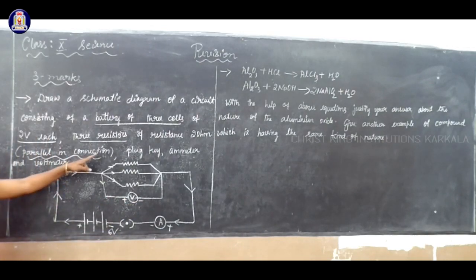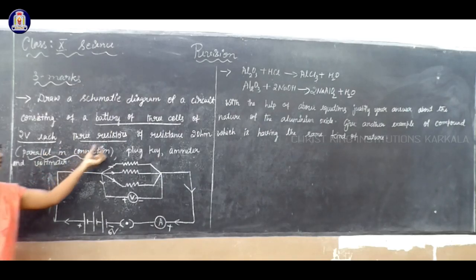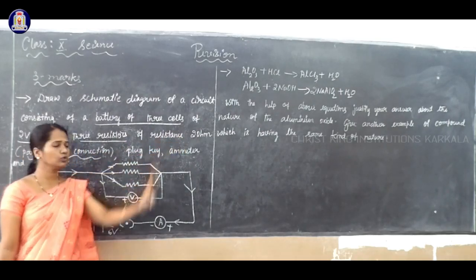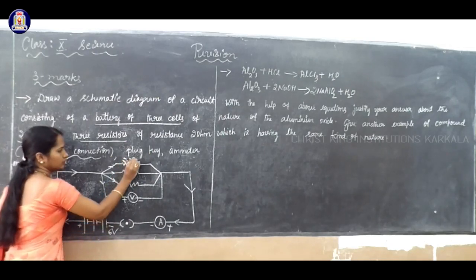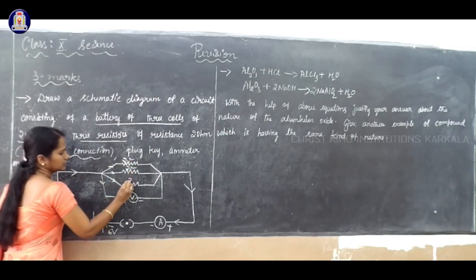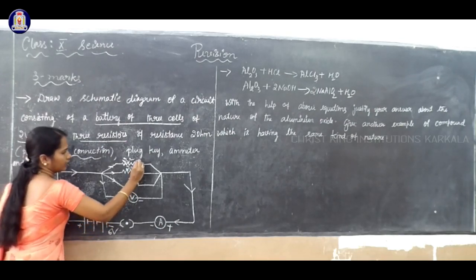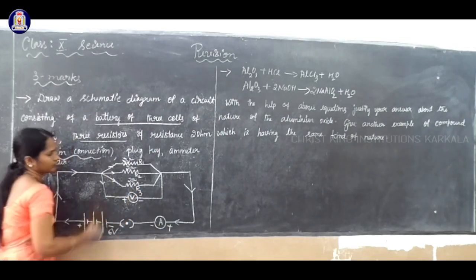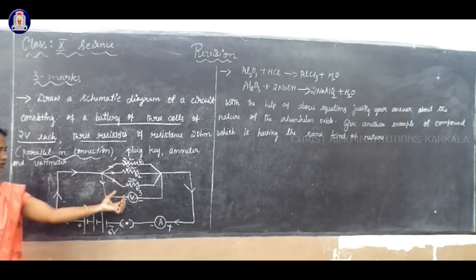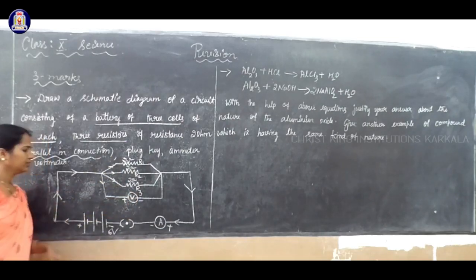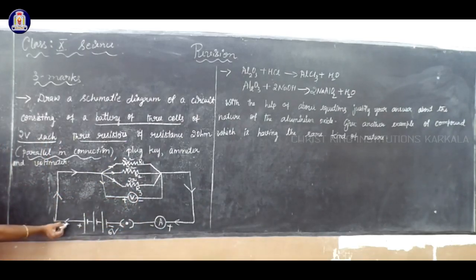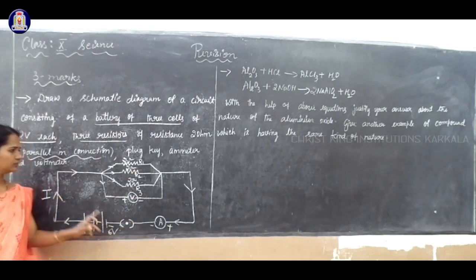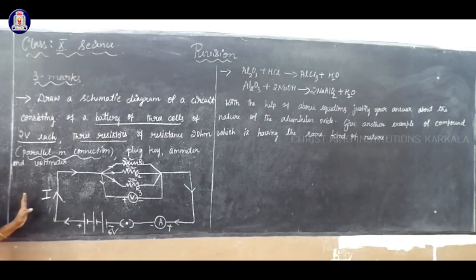It is given 3 resistors, they are connected in parallel and the resistance of each resistor is 2 ohm. So, this is 2 ohm, this is 2 ohm, this is 2 ohm, which is R1, R2, R3. 3 resistors connected in parallel, voltmeter connected in parallel, ammeter is connected in series, direction of the current from the positive terminal. So, the current flows in this direction. This is ammeter. So, in this way you have to draw the diagram. It is a 3 marks question.